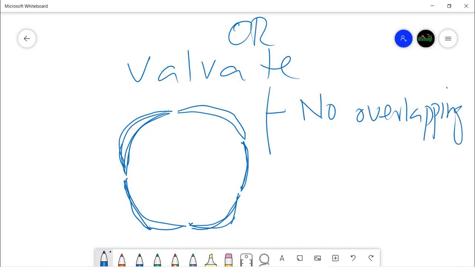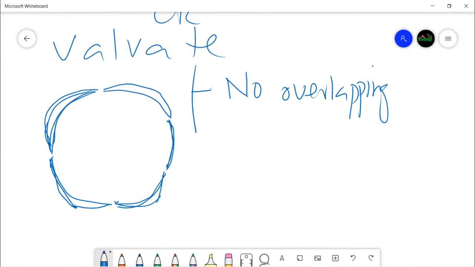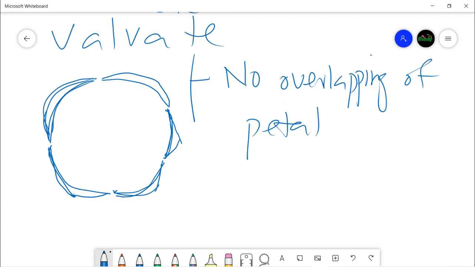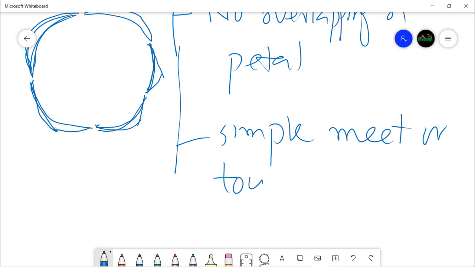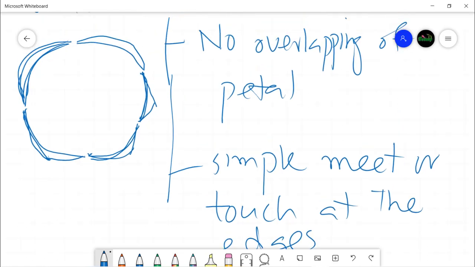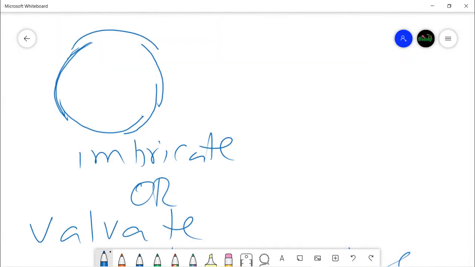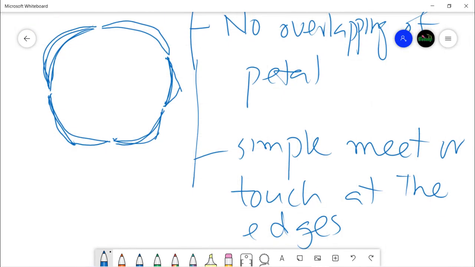The sepals or the petals, whatever the case might be; in this case it is petals. So the petals do not overlap. No overlapping of petals. They simply meet or touch at the edges. So this was the description of the calyx and corolla of the family Apiaceae.